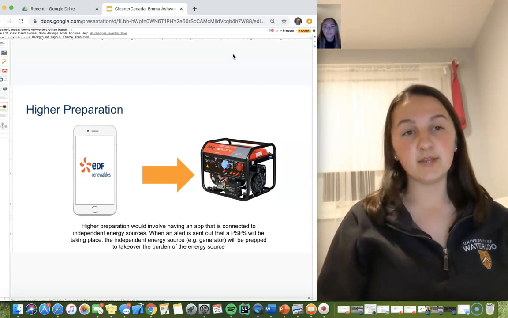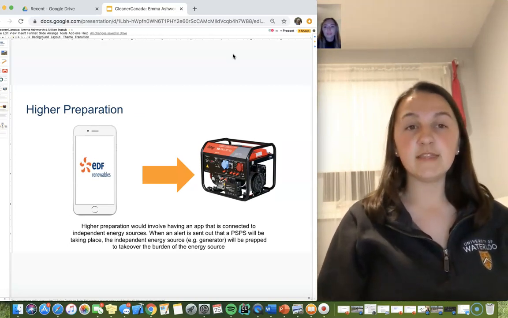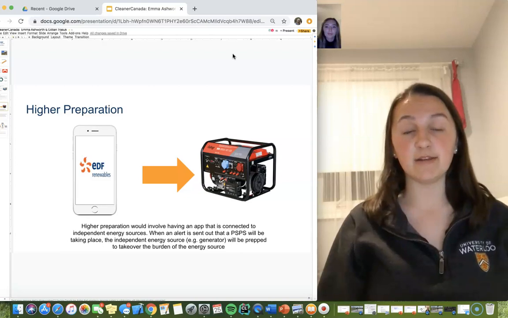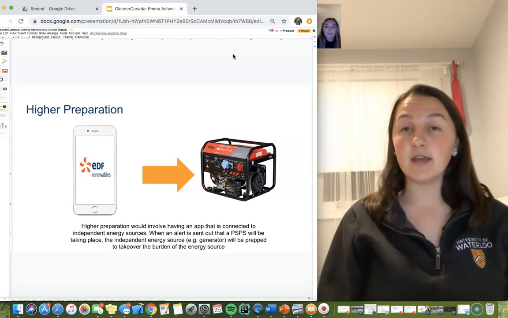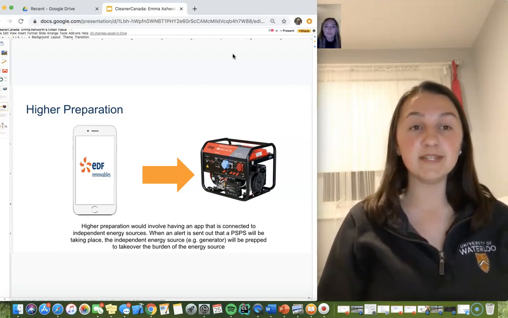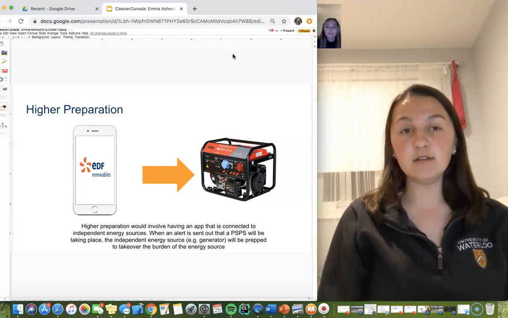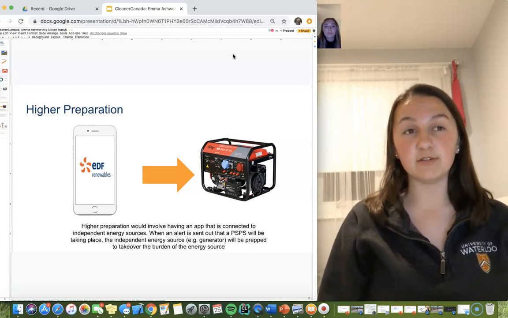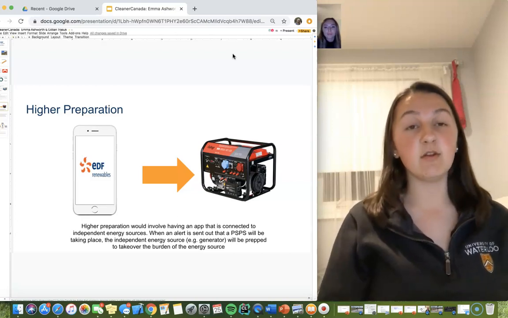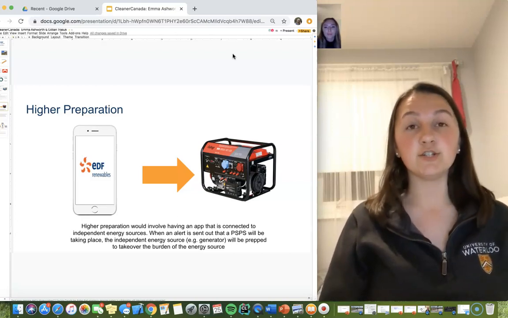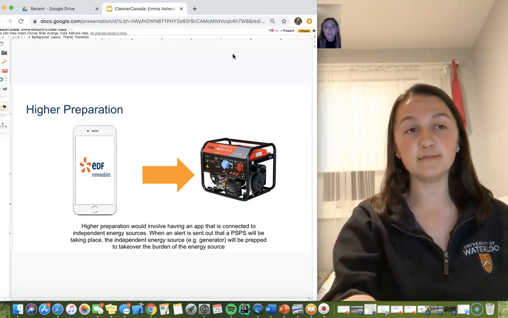In terms of higher preparation, this could involve having an app that is connected to the internet. When an alert is sent out that a shutoff will be taking place, users are informed, easing the burden and the transition between normal power and power during the public safety shutoff process.